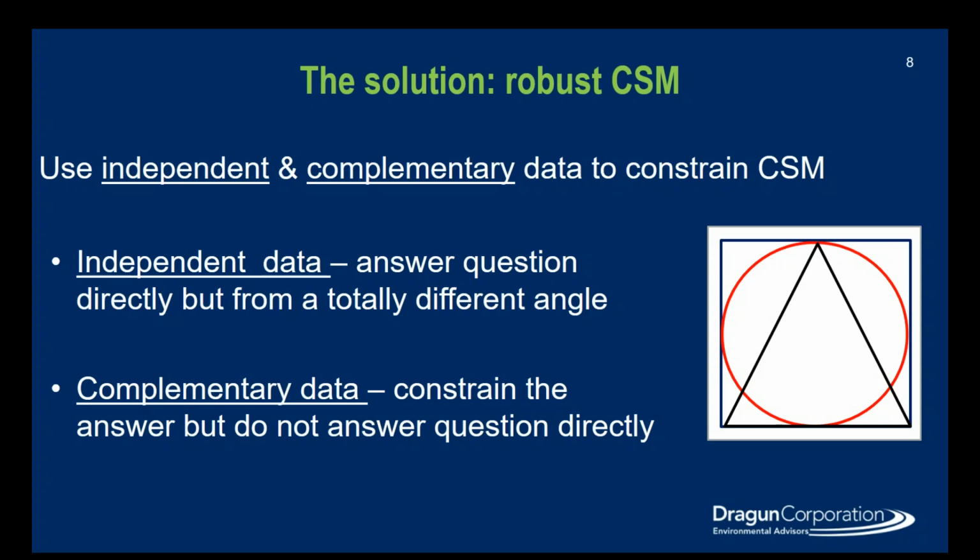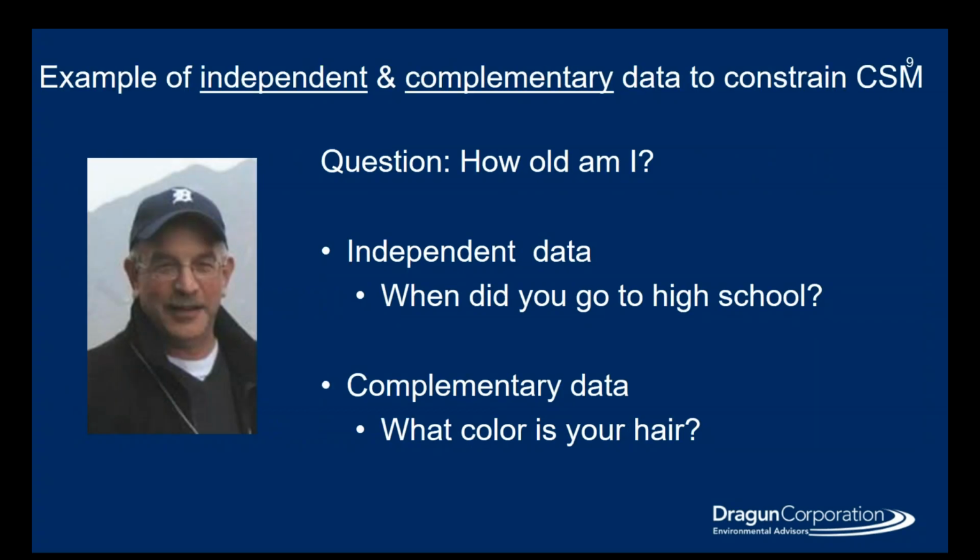I add independent data. That's answering questions directly, but from a totally different angle, like how quickly does the groundwater move and how quickly do the chemicals move? And also complementary data. I look at other ways to constrain the answer to that question, like what's the geology like and how would that affect how quickly groundwater should move?